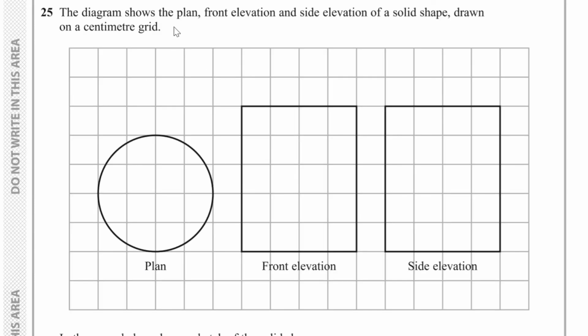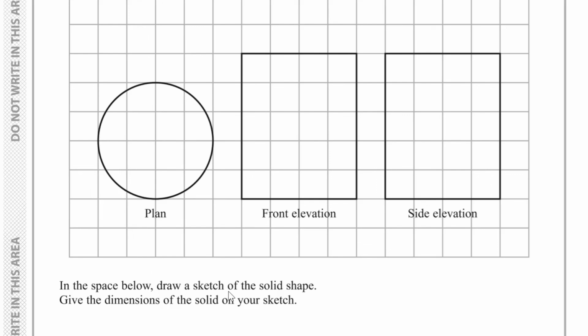Question 25. The diagram shows the plan, front elevation and side elevation of a solid shape drawn on a centimetre grid. And in the space below, we have to draw a sketch of the solid shape. Well, we see that the front elevation is the same as the side elevation. And we have to give the dimensions as well. So we see over here that the radius of the top of the circle, the plan in other words, that will be 2. In other words, the diameter is 4. And here, for the front and side elevation, we have 4 over here as well.